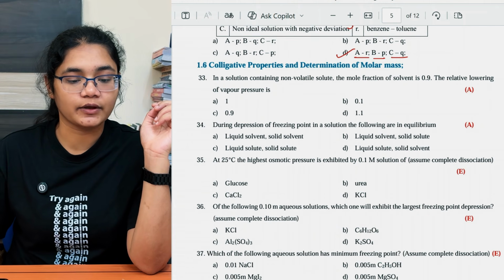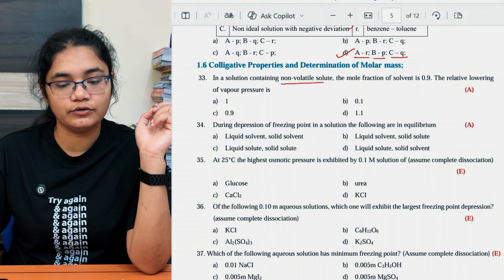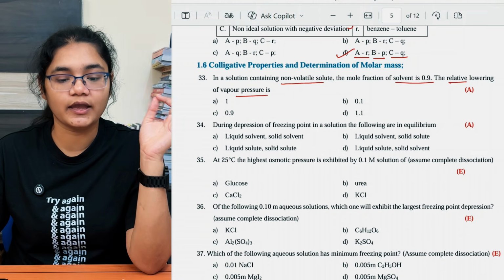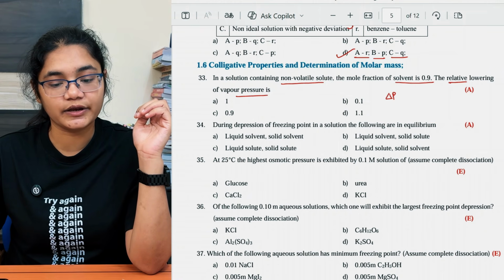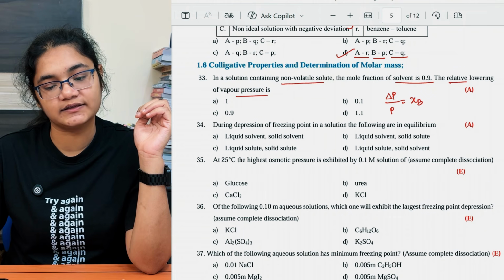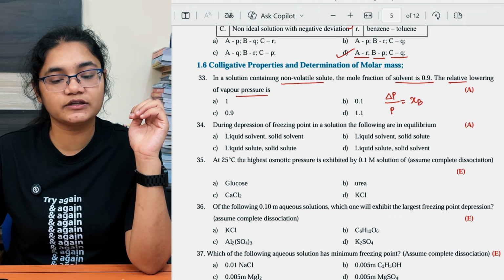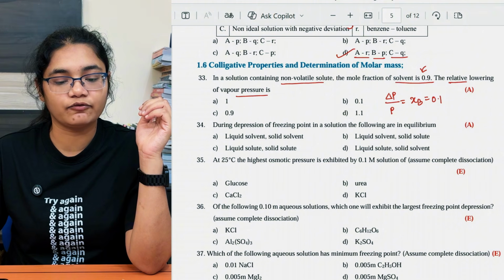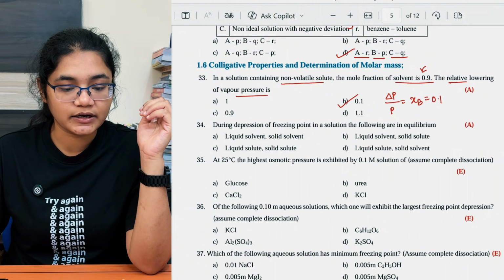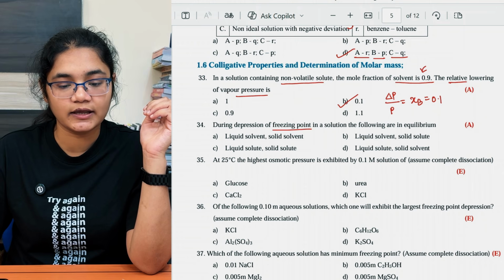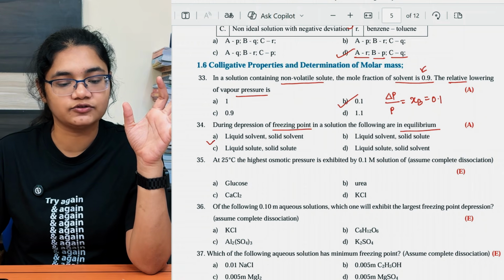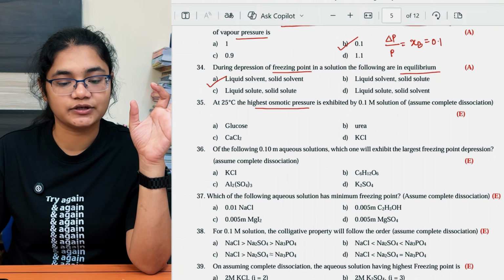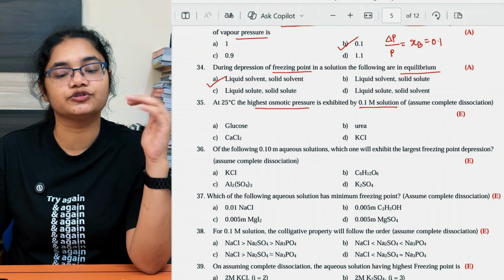Next, in a solution containing non-volatile solute, the mole fraction of the solvent is 0.9. The relative lowering of vapor pressure is... Now, in the relative lowering of vapor pressure, what we get is XB, that is the mole fraction of the solute. So mole fraction of the solvent is 0.9, that means mole fraction of the solute will be 0.1. So the relative lowering of vapor pressure will be option number B. Next, during depression of freezing point in a solution, the following are in equilibrium. Liquid solvent and solid solvent are in equilibrium. So option number A.